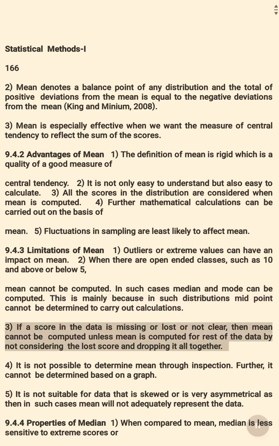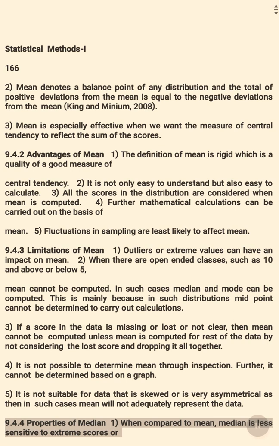3. If a score in the data is missing or lost or not clear, then mean cannot be computed unless mean is computed for rest of the data by not considering the lost score and dropping it altogether. 4. It is not possible to determine mean through inspection. Further, it cannot be determined based on a graph. 5. It is not suitable for data that is skewed or is very asymmetrical, as then in such cases mean will not adequately represent the data.